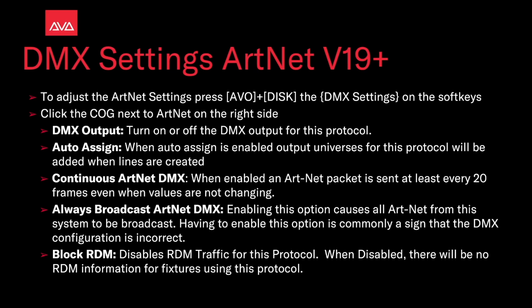Continuous ArtNet DMX: when enabled, an ArtNet packet is sent at least every 20 frames, even when the values are not changing. Always broadcast ArtNet DMX: enabling this option causes ArtNet from this system to be broadcast. Having to enable this option is commonly a sign that the DMX configuration is incorrect. Block RDM disables RDM traffic with this protocol. When enabled, there will be no RDM information from fixtures on this protocol.